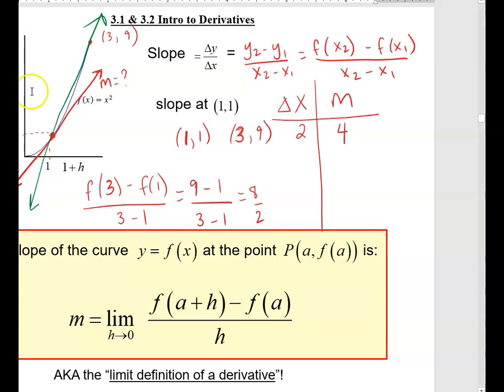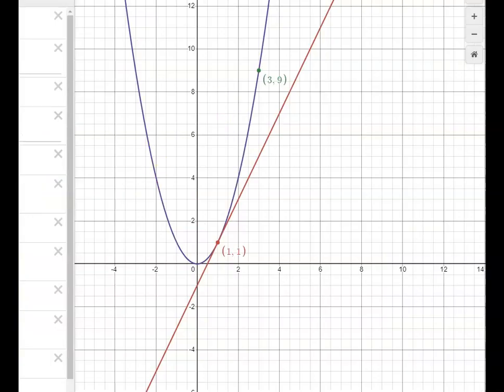So let me go back to Desmos and let's look at a nicer picture of this. The line that passes through the point 1, 1 and 3, 9 is in green here, and the slope of that line is 4. That's what we just wrote down. Well, how good of an approximation is that? Not too great. You can see these lines are pretty slanted. The one in green is definitely a lot steeper than the line in red. That one's not quite as steep.